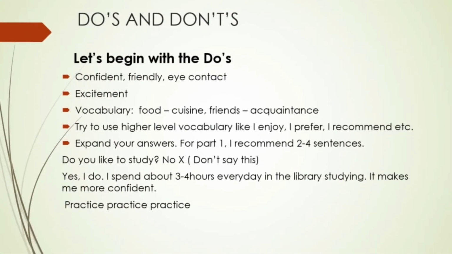So do's and don'ts. Let's begin with the do's. You should be confident, friendly, and maintain eye contact with the examiner. Try not to look down when speaking. Excitement. You should be happy when speaking about something. And your vocabulary, like I said earlier, food, you can say cuisine, friends, acquaintance, these are other vocabulary that you can use. Try to use high level vocabulary like I enjoy, I prefer, I recommend, etc.